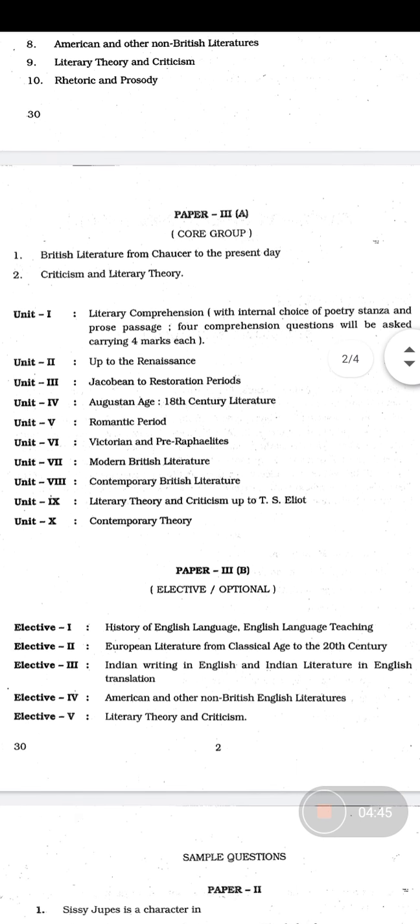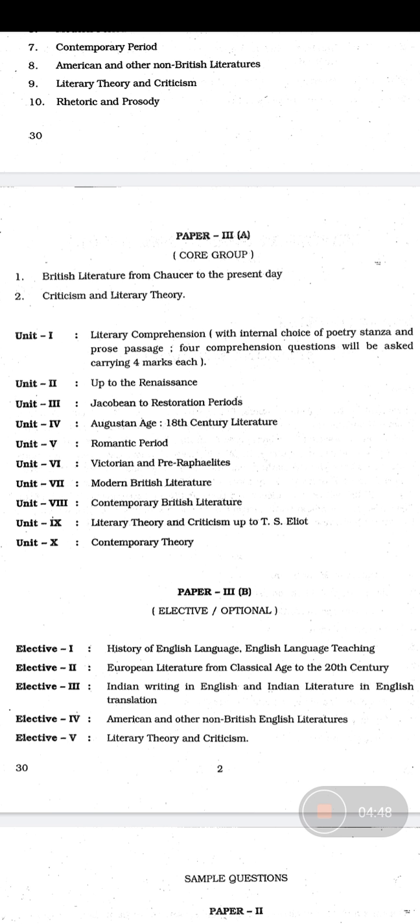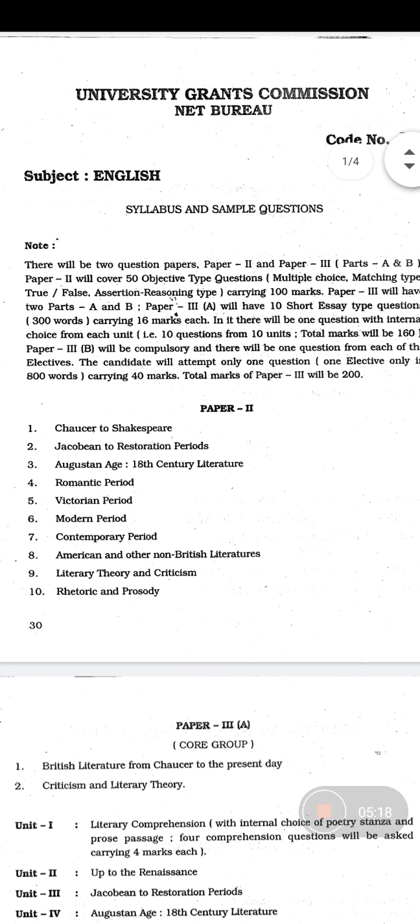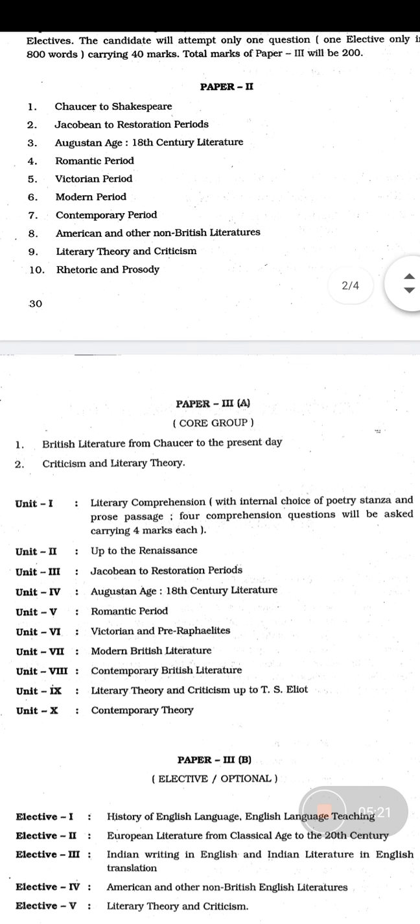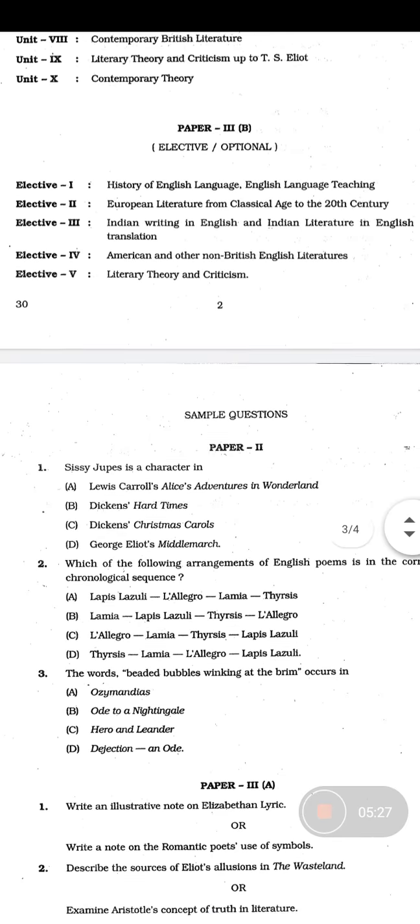Now let's discuss Paper 3 electives, where there are options. Elective 1 is history of English language and English language teaching. Second, European literature from classic age to 20th century. Then Indian writing in English and Indian literature in English translation. Then American and other non-British English literature, and literary theory and criticism. So this is your syllabus. Paper 1 is common for all, then Paper 2, and Paper 3 with Section A and Section B. Then we have some sample questions here.